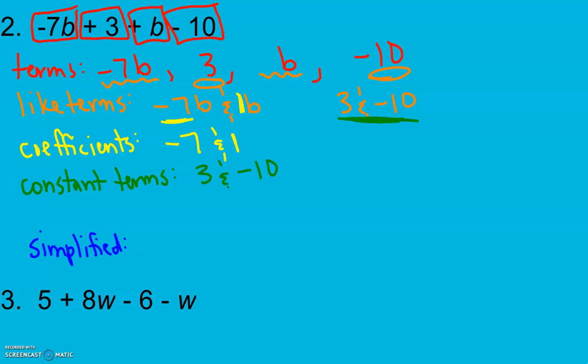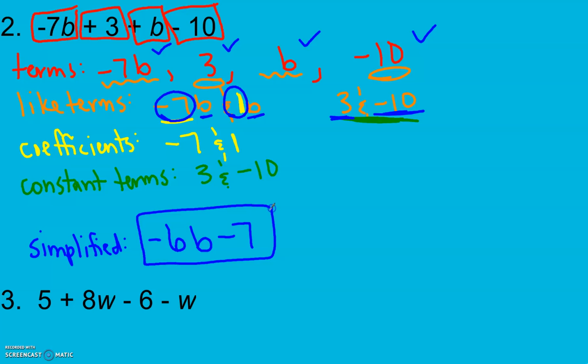Now my simplified form, I'm going to combine all my like terms and then make sure every term is accounted for. So I have b's. So I keep my b, and I perform the operations on my coefficients. Negative 7 plus 1 gives me negative 6. My constants, I don't have any variables, so I don't have to write anything down there. And I take 3 plus negative 10, and I get negative 7. Double check to make sure everything's been used. I used my negative 7b and my b, my 3, and my negative 10. So we are good here.